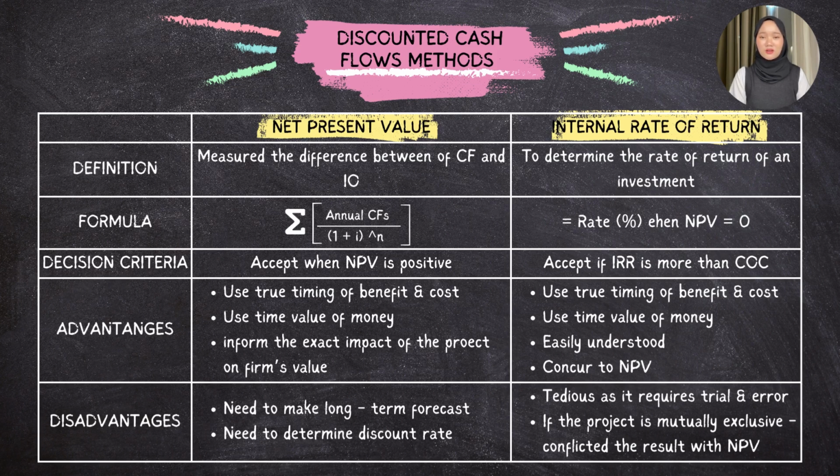But it's not all perfect. NPV does have some challenges. It requires you to forecast long-term cash flows, which isn't always easy, and determining the right discount rate is crucial but tricky. Now let's talk about IRR, or internal rate of return. IRR is essentially the rate of return you are getting on your investment. It is the discount rate that makes the NPV of the project equal to zero.